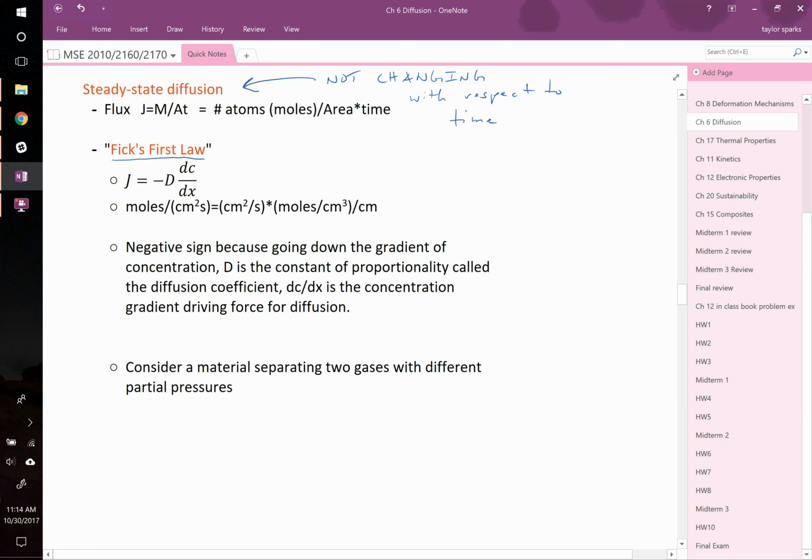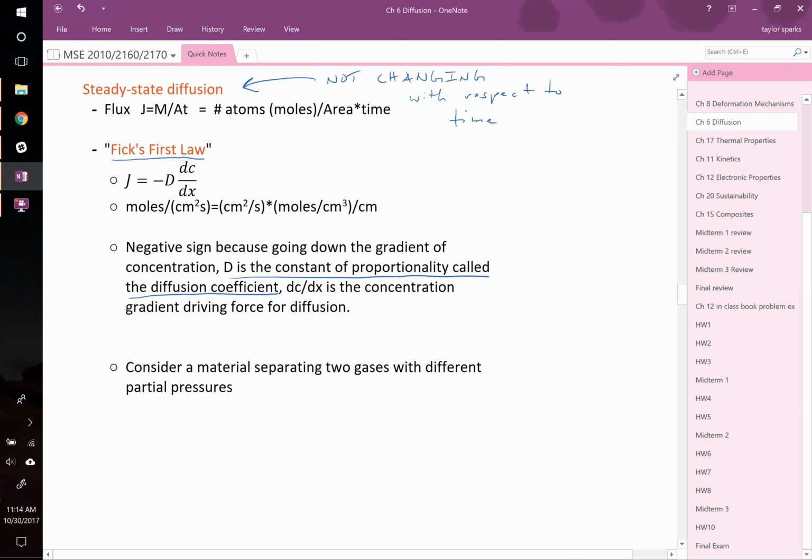It says that J, our flux of the diffusing atom, equals negative D. D is the constant of proportionality for diffusion, which we call the diffusion coefficient. We're going to come back to that later. So negative D, the diffusion coefficient, multiplied by dC/dx. That's the gradient in concentration, right? C is your concentration, so dC/dx, that's how the concentration is changing with respect to position in your sample, right?